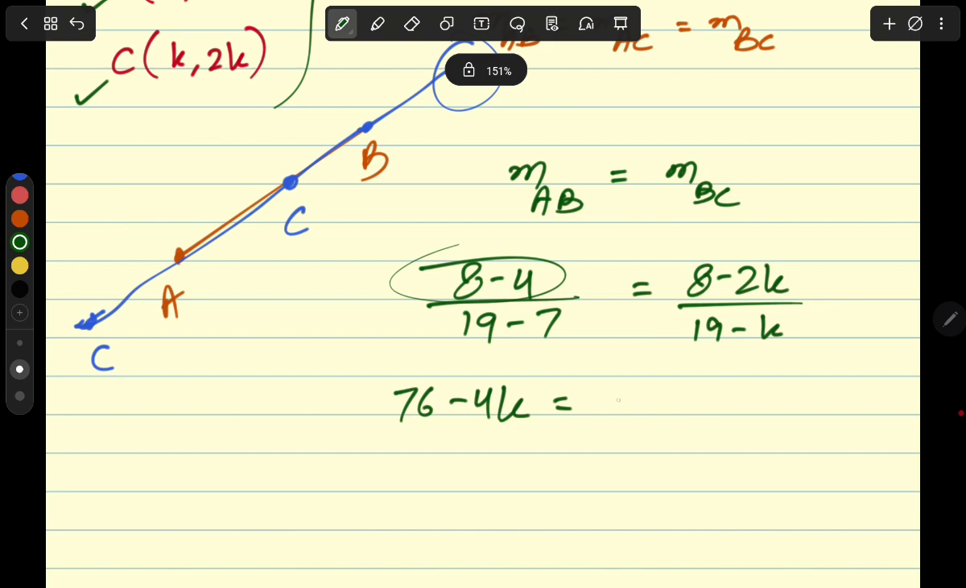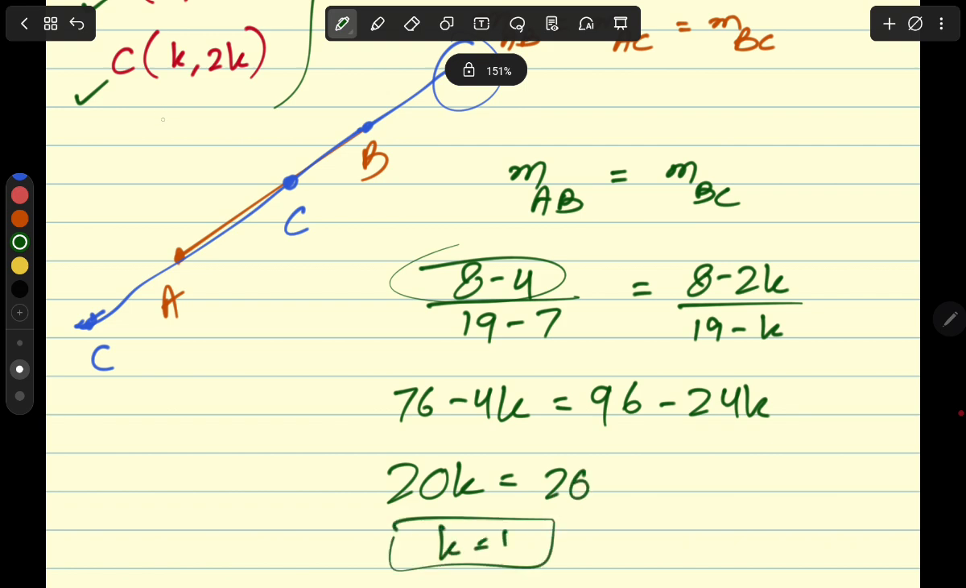So this is going to be 12 times 8, which is 96. 12 times 2k is 24k. So this is going to be 20k is equal to 96 minus 76, which is just 20. So k is going to be 1. So the missing coordinate is C is 1, 2, and that's it.